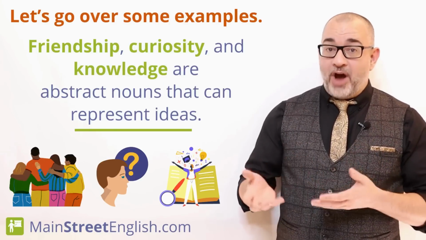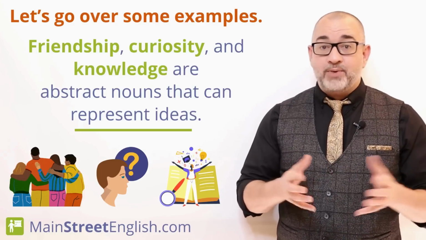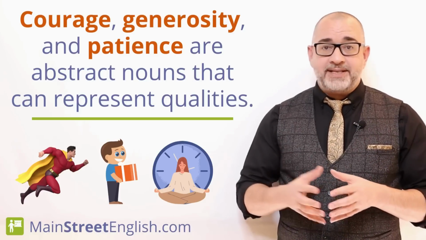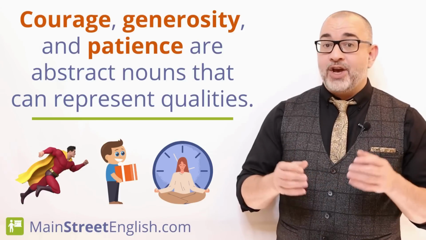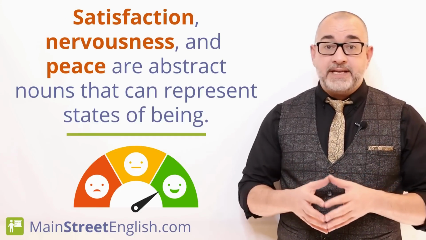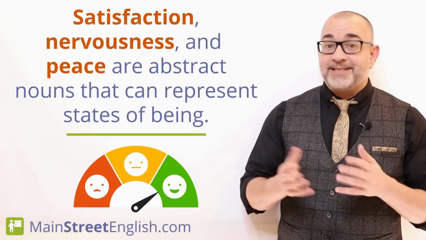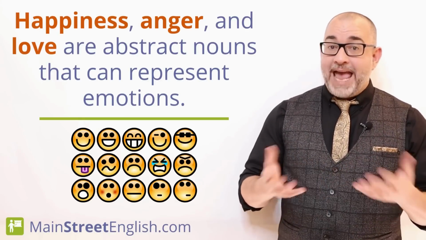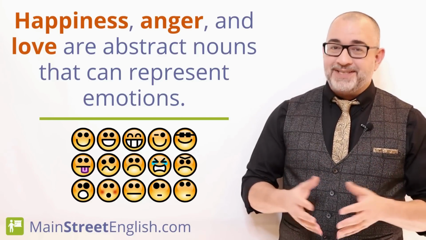Friendship, curiosity, and knowledge are abstract nouns that can represent ideas. Courage, generosity, and patience are abstract nouns that can represent qualities. Satisfaction, nervousness, and peace are abstract nouns that can represent states of being. Happiness, anger, and love are abstract nouns that can represent emotions.